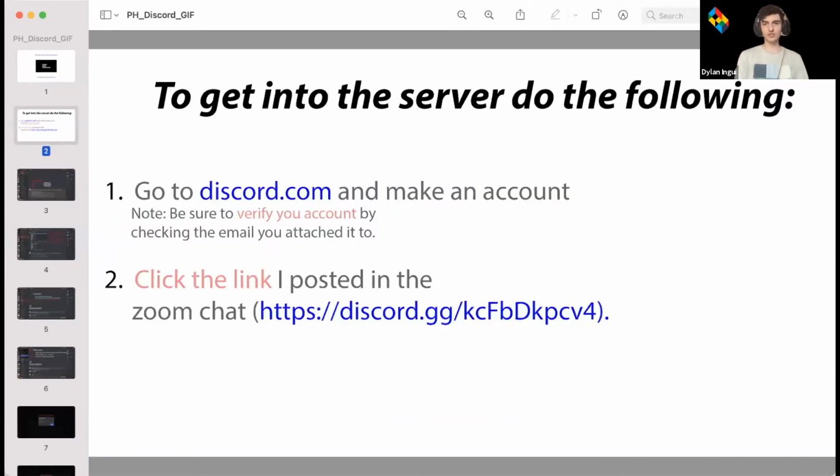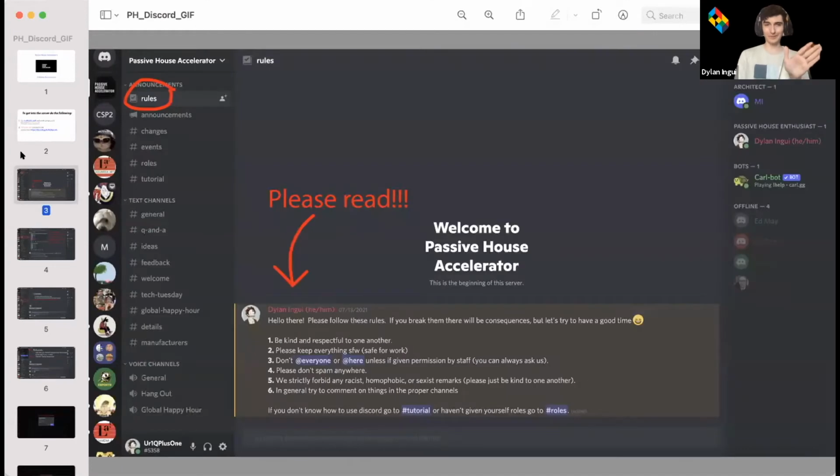So quickly, just to show you guys how to join and how to deal with that process. First, you're going to want to go to discord.com and make your account real quick, just because it'll be way easier later if you do that first. And then you're going to click on the link that I'll post in chat shortly, along with a bunch of other information. And that should work, hopefully.